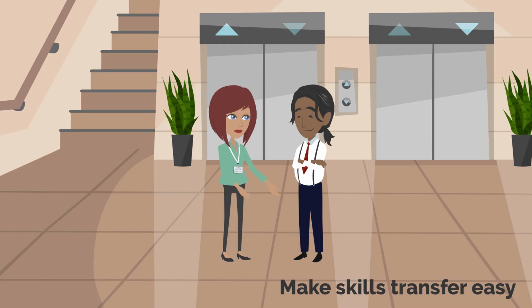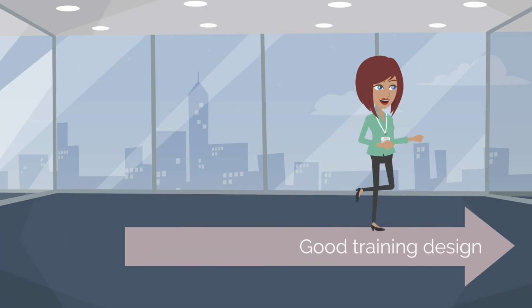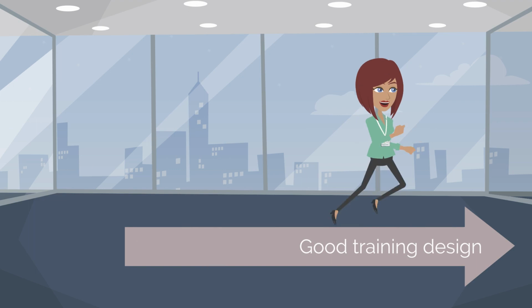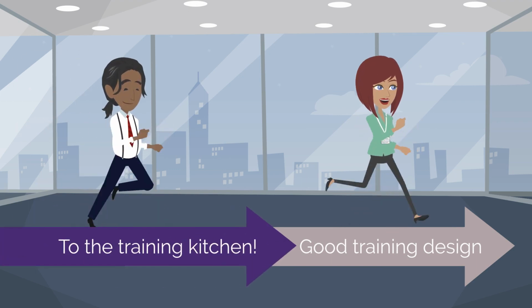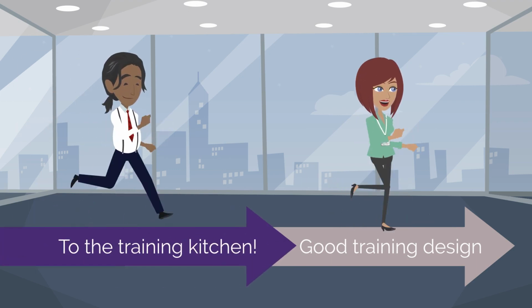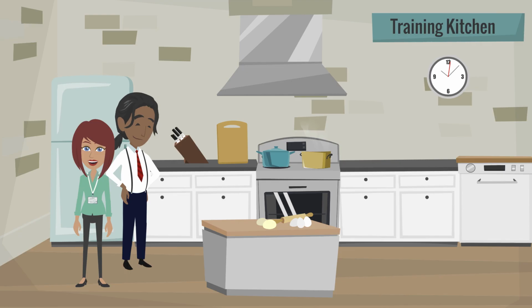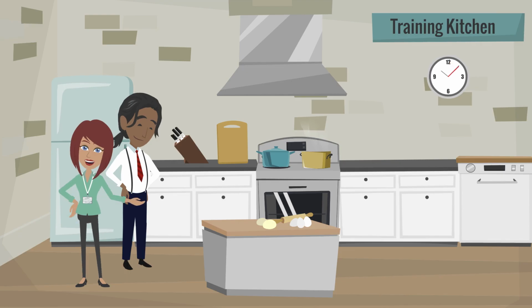Making skill transfer easy for the learner. It is critical to ensure that the training design makes it easy for the learner to transfer knowledge from the training room back into the workplace. This can be accomplished by maximising the similarities to the work environment in the training environment.